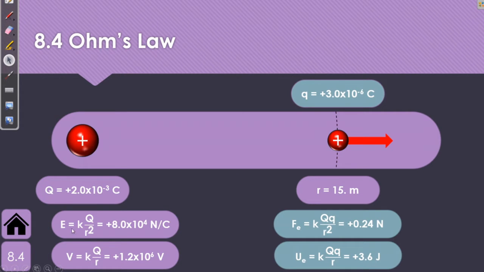So once again, electric field and voltage can be calculated without a second charge present, but electric force and potential energy, those require two charges to work them out.